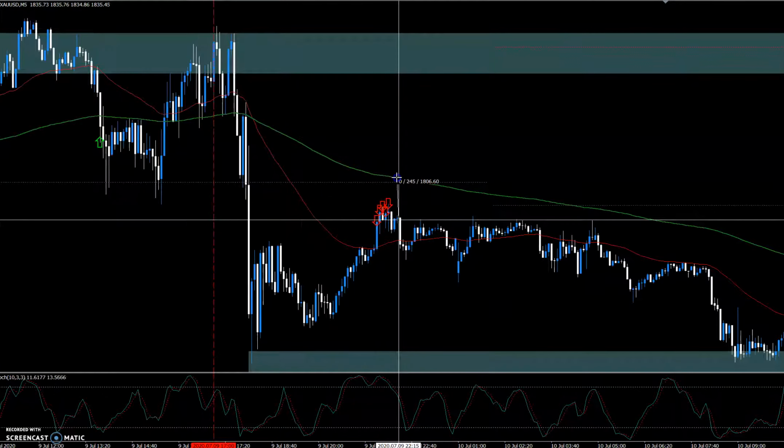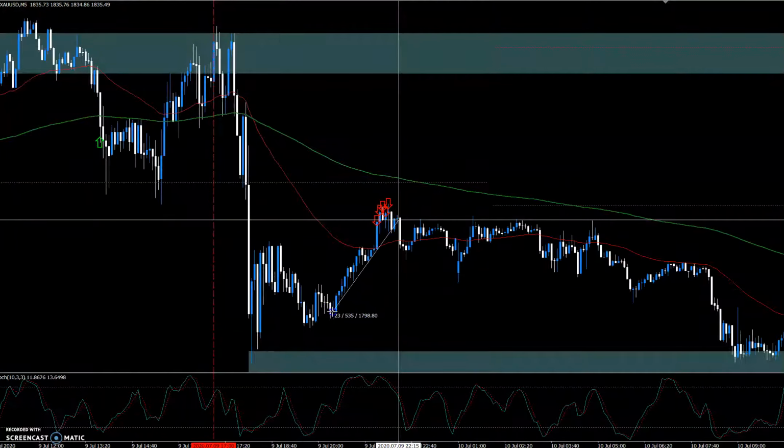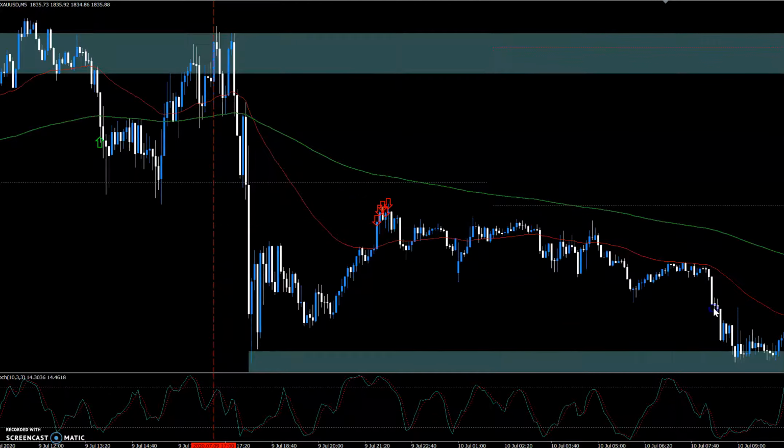So we could set our stop loss to somewhere around 30 pips on this position, and we would target these lows for around 50 pips. And we'd be taken out of this position somewhere around here.